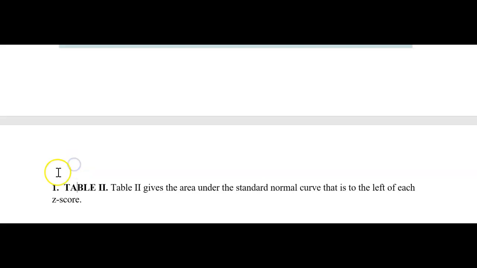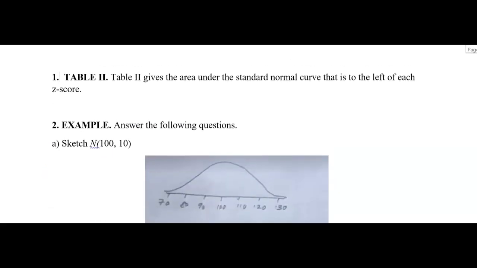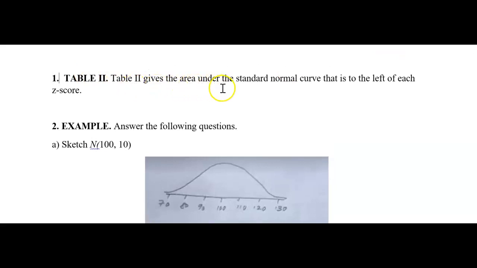Using table 2: Table 2 gives the area under the standard normal curve that is to the left of each z-score. We have to remember that fact. Table 2 gives the area under the standard normal curve that is to the left of each z-score. So let's look at this example together.